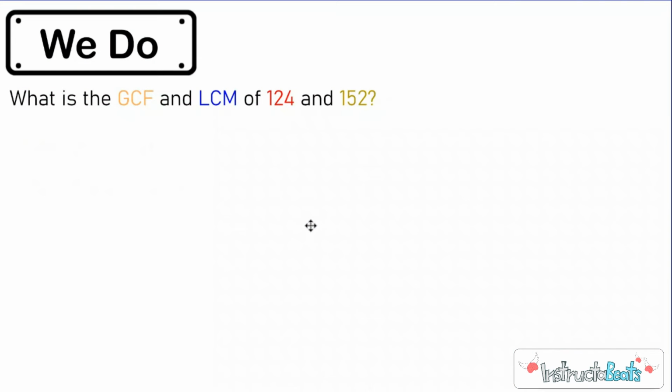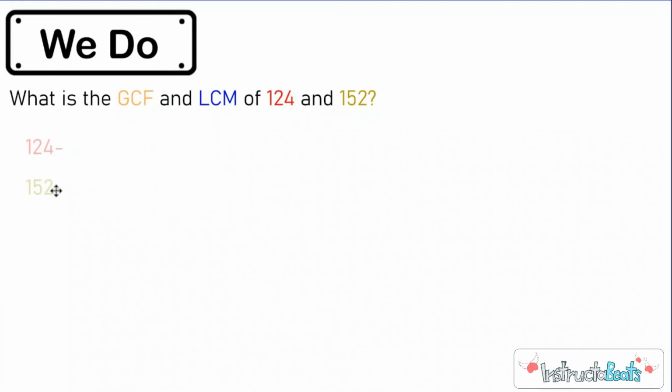All right, here's our we do problem. We want to find the greatest common factor and least common multiple of 124 and 152. Again, these are not small numbers, so I'm not going to use my listing technique. I'm going to use my prime factorization with my Venn diagram. To make this quicker, I'm going to give you the prime factorization in this lesson. If you don't know how to find the prime factorization of a number, check out our prime factorization with the factor tree lesson. I like to use a factor tree, but there are other ways to do it. So any way you know how, find the prime factorization, and we're going to use that today.